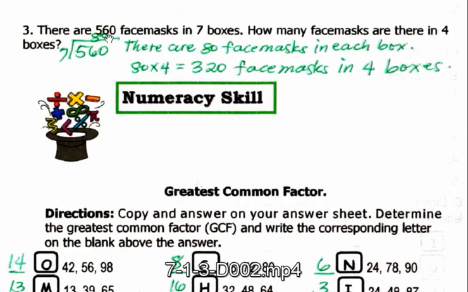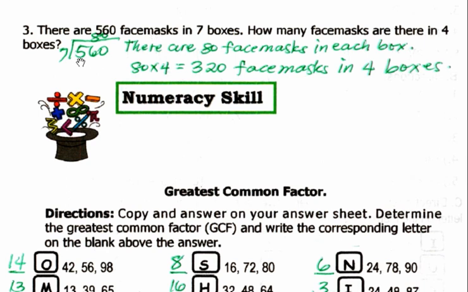Number 3, there are 560 face masks in 7 boxes. How many face masks are there in 4 boxes? Now, what we need to do first is to identify the given. The given is that there are 560 face masks in 7 boxes. So, we have to determine how many face masks are in 1 box.